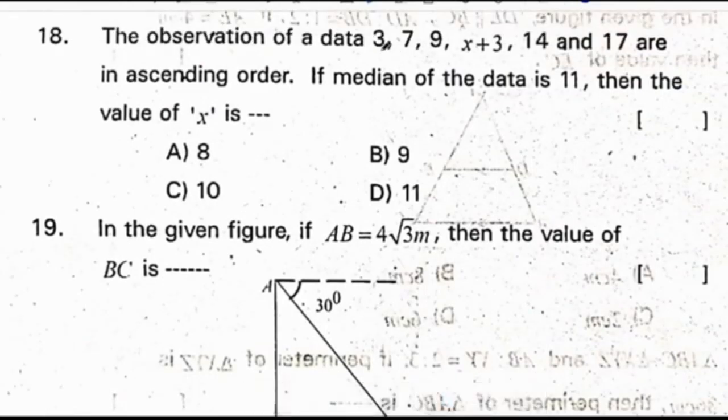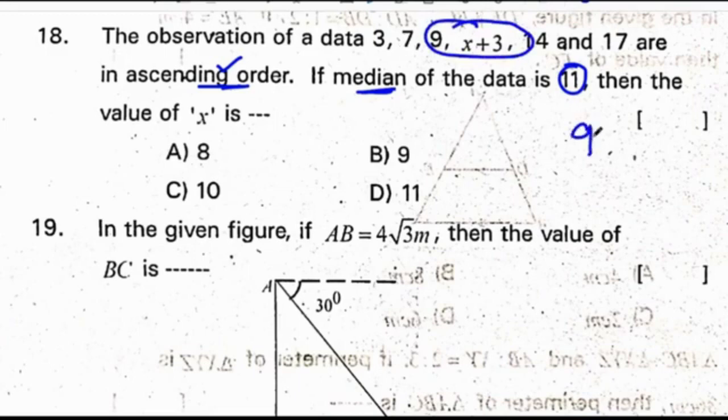18th question, the observations of data 3, 7, 9, x plus 3, 14 and 17 are in ascending order. For the median, first we should arrange the observations in ascending order. Already given in ascending order, and the median is given as 11. There are 6 observations, so these 2 will be the median class. So the average of these 2 will become the median, which is given as 11.